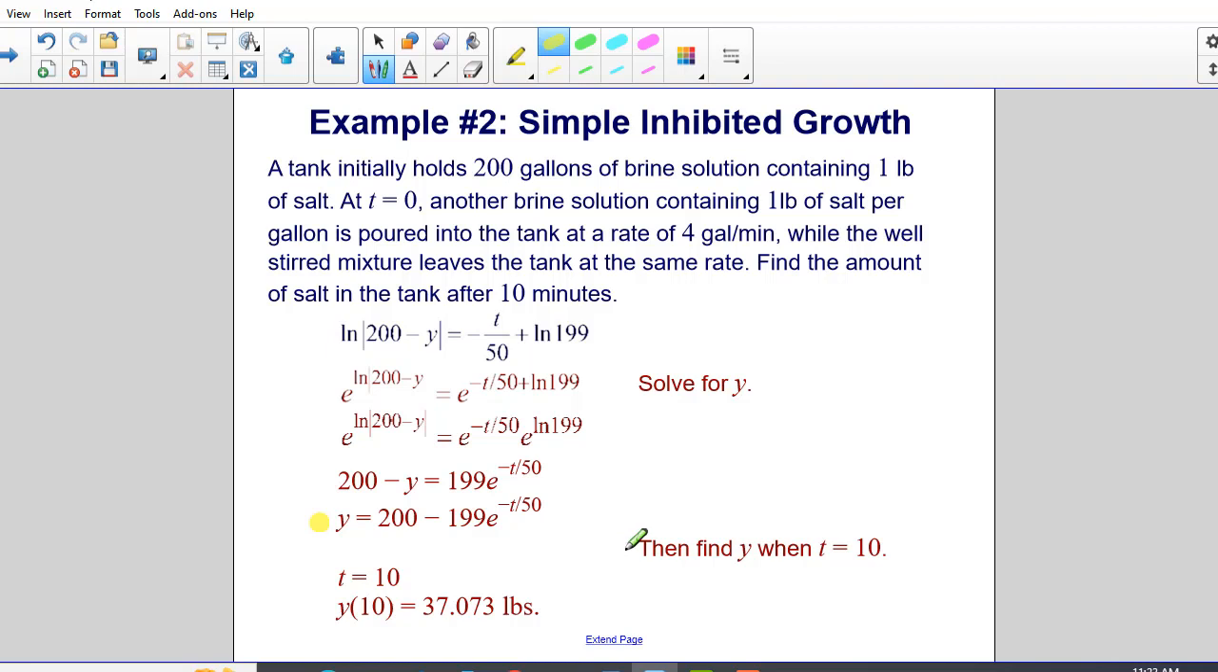We're almost done. Now that we have our equation in terms of y, we can find the value of y when t is equal to 10 by replacing t with 10 here, and that gives us y at 10 minutes is equal to 37.073 pounds.